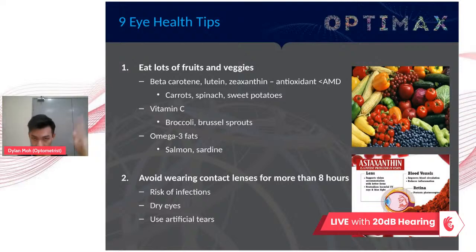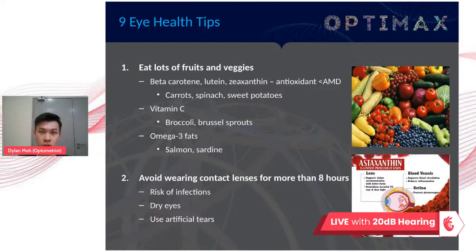But last but not least, in the food industry, what you can consume which is good for your eye will be the omega-3 fat. Okay, because when we talk about omega-3, we can first relate to the salmon. Why is omega-3 so important to our eye?